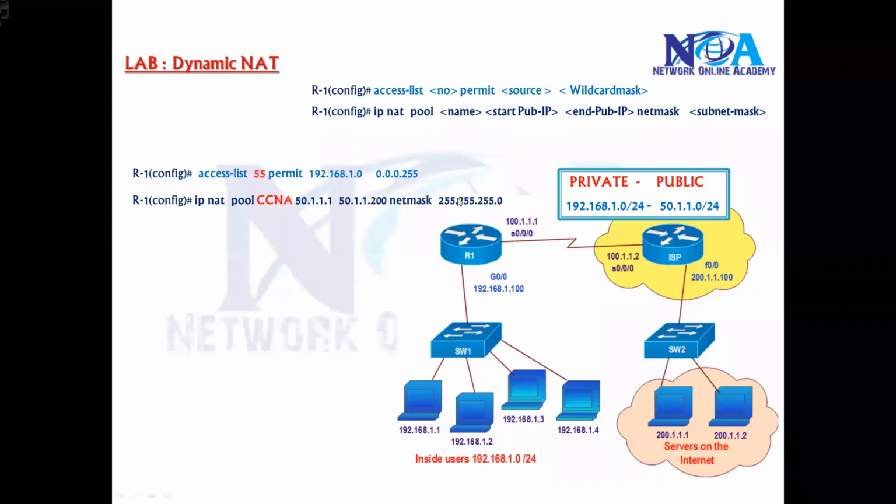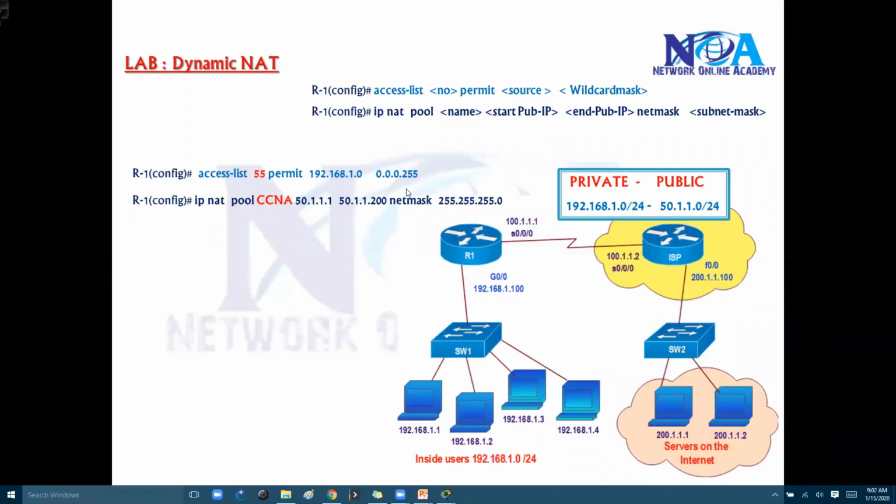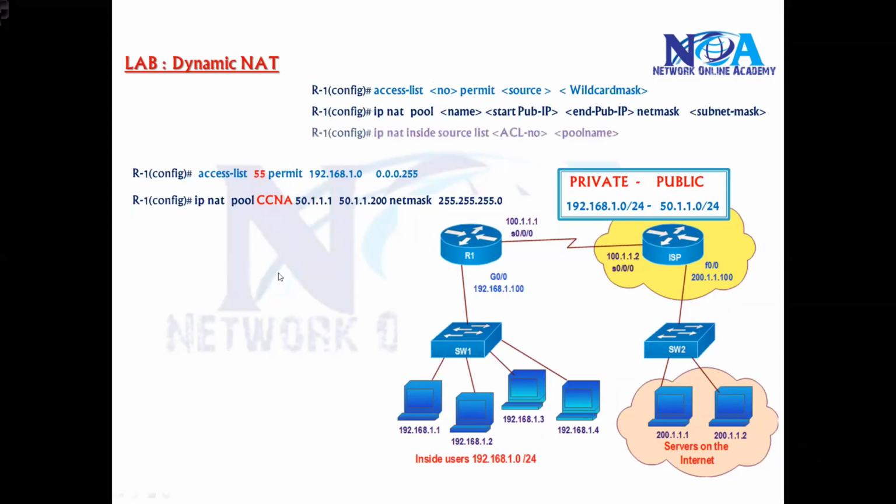Now the last thing is we need to do the mapping. So the third step is we need to do mapping. In the mapping we need to map this private address range, which means the ACL number should be mapped with this one. So we need to say that if any network comes within this private IP range, within this ACL, that should get translated with the public IP, whatever is defined inside the pool. So we do this way.